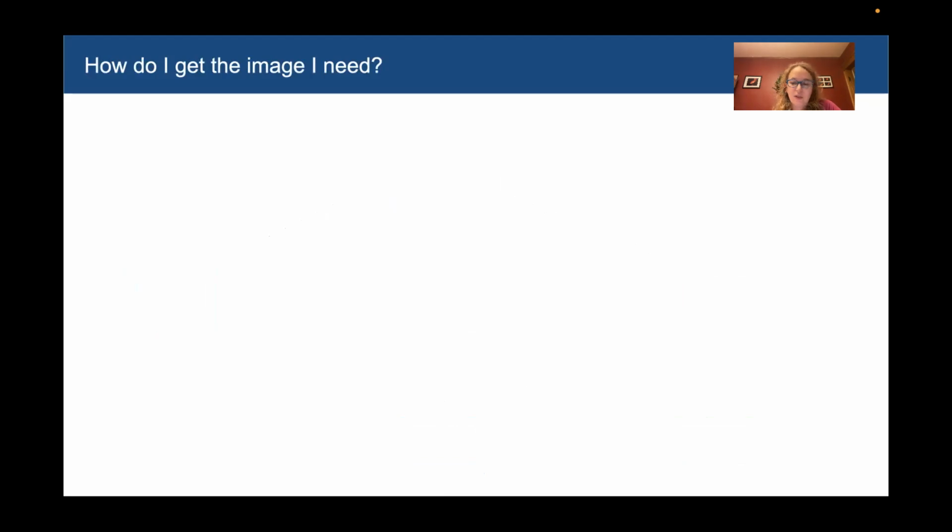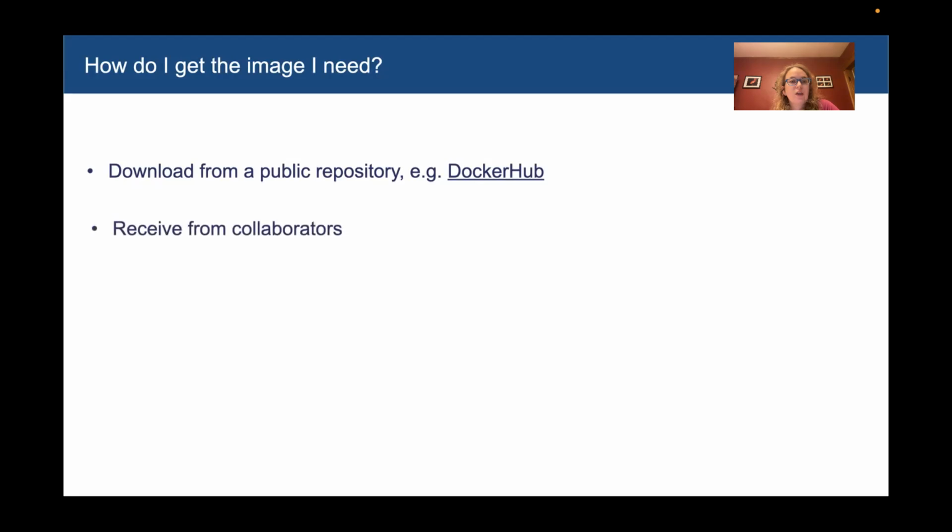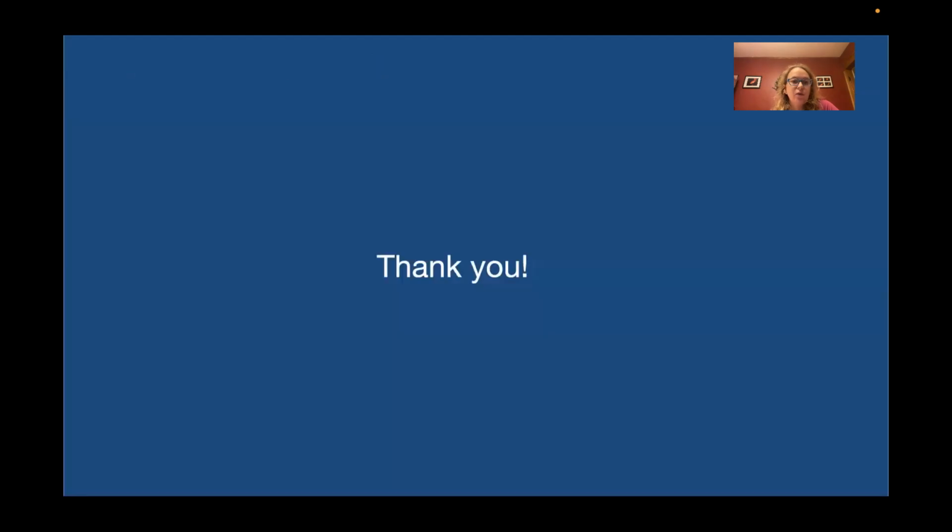So how do you get the image? First of all, there are many ready-to-use images from Docker Hub. You can receive them from your collaborators, but you can also build your own from a Dockerfile. And we will be discussing more how to do it.